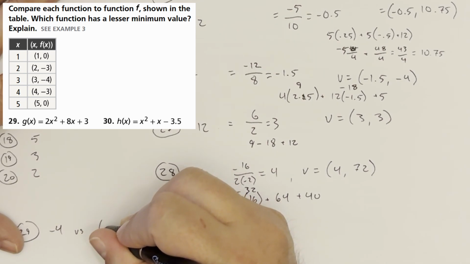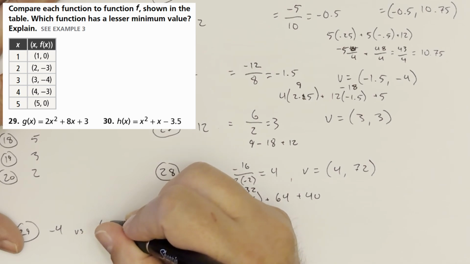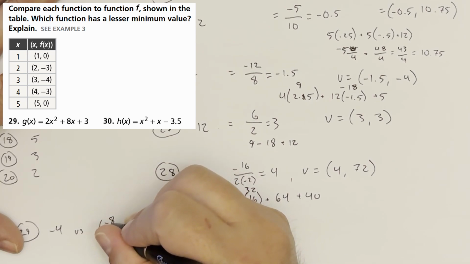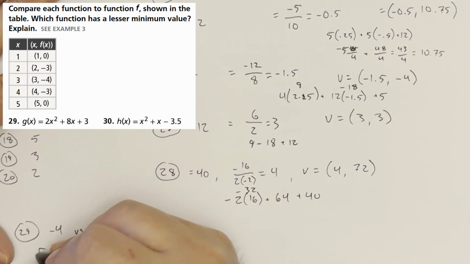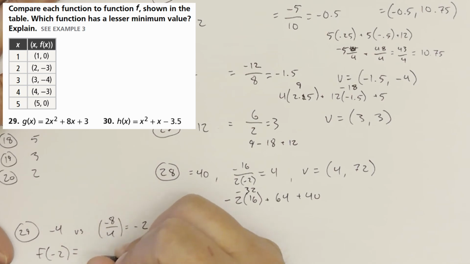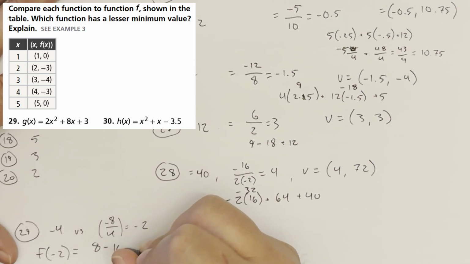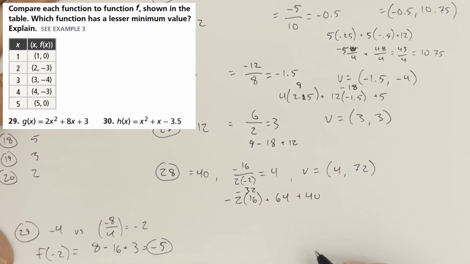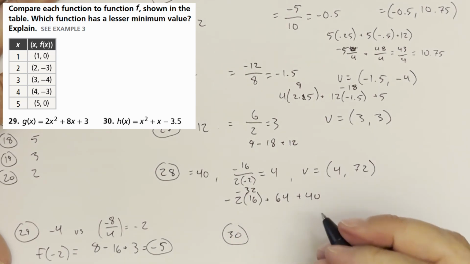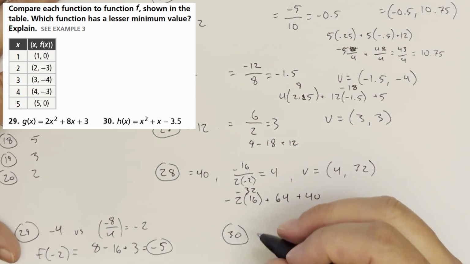Easiest way to find the minimum is to find the vertex. So we do negative b over 2a. So negative 8 over 2 times 2 is 4, which is negative 2. Now we plug in f of negative 2, and we get 2 times 4 is 8, plus 8 times negative 2 is negative 16, plus 3. So that's positive 11, and minus 16 is negative 5. Negative 5 is less than negative 4, so g of x has a lesser minimum than f of x.